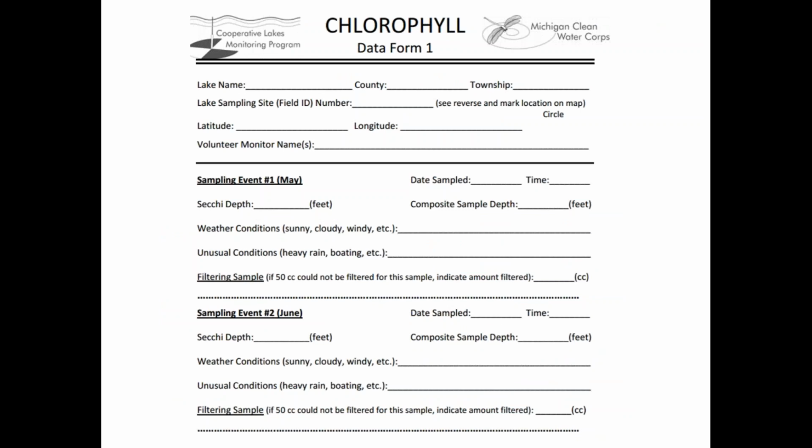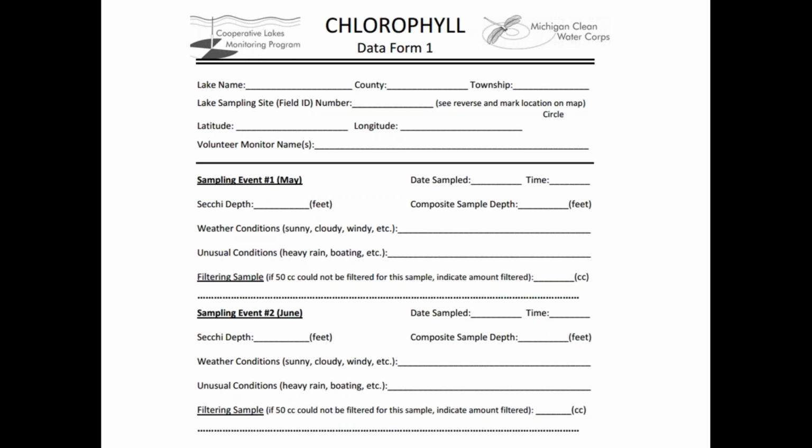Your chlorophyll data form will look like this. You'll actually have two data forms because you have two turn-ins, and you turn in the data form when you turn in your samples. So your first data form will have information for May and June, and then your second data form will have information for July, August, September. And it's a lot of the same fields that you've been seeing so far.